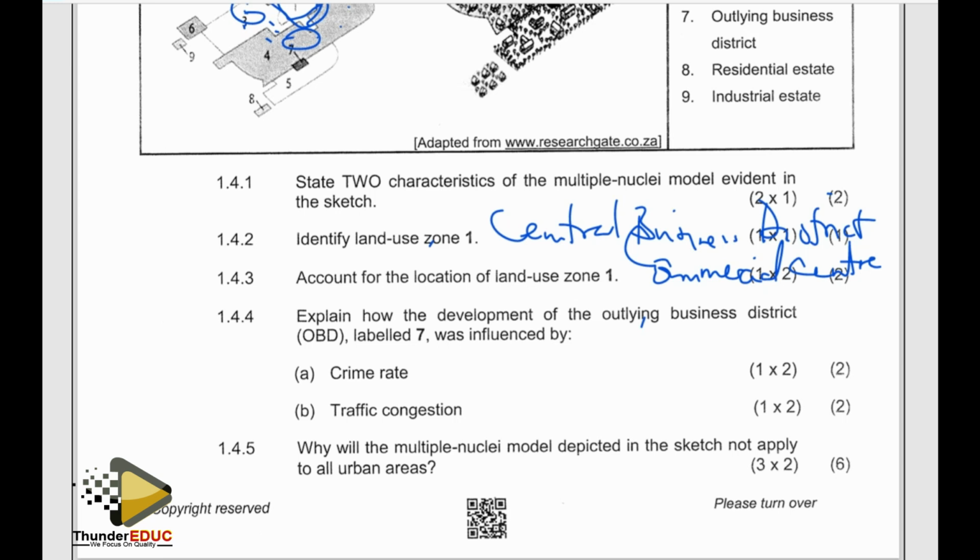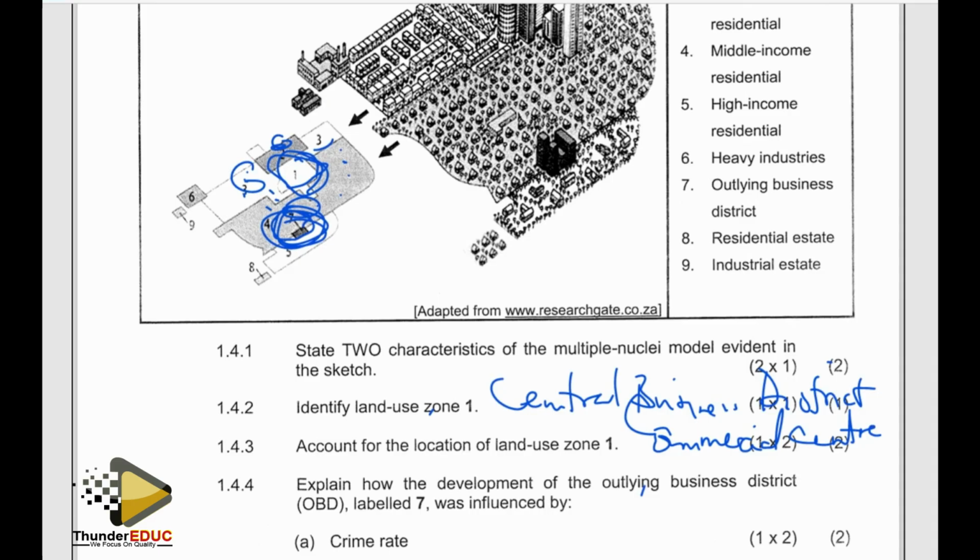So when we are explaining here, we are trying to figure out how this problem, this urban issue, contributed towards the establishment of this outlying business district which we find here. There is now an area which has got some commercial activities which are also provided in the core CBD there, but now these ones are in the outlying area. This one is in the outlying region. Why did it come there in relationship to crime? Crime rate here in the outlying business district, there is lower crime.